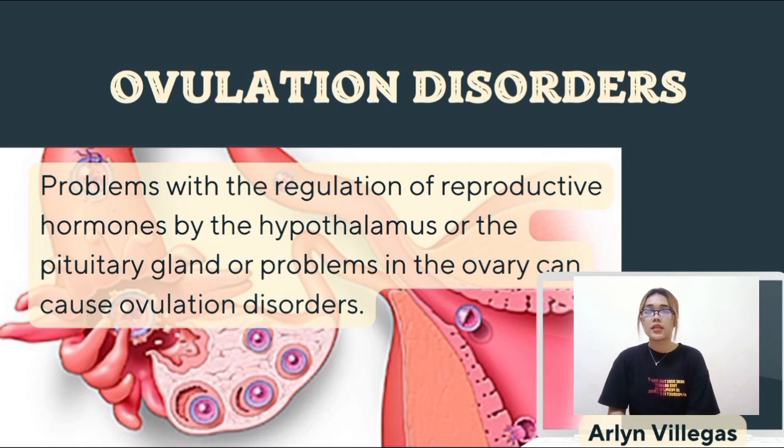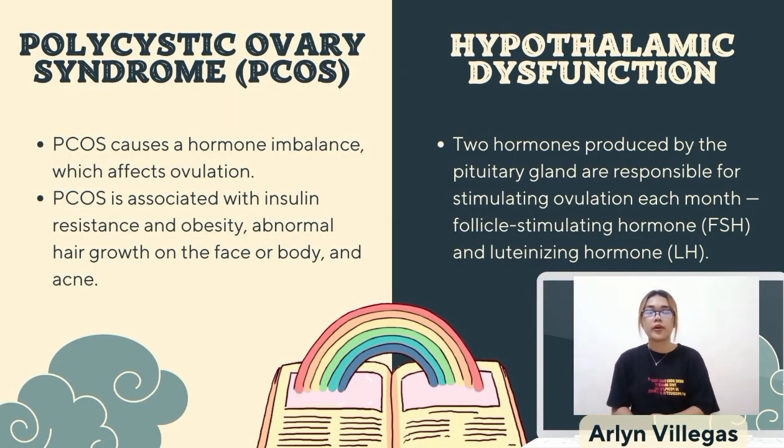The first one is polycystic ovary syndrome, or PCOS. PCOS causes a hormone imbalance which affects ovulation. So PCOS is associated with insulin resistance and obesity, abnormal hair growth on the face or body, and acne. So it's the most common cause of female infertility.